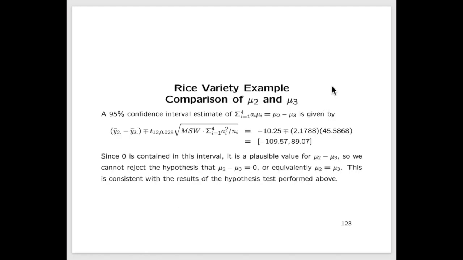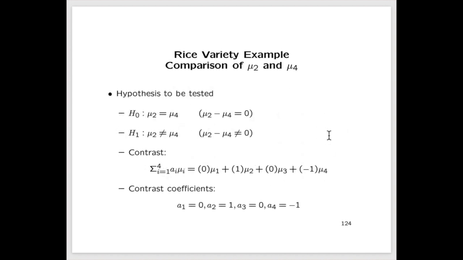Now, a 95% confidence interval estimate for mu2 minus mu3 ranges from negative 109.57 up to positive 89.07. So again, 0 is in this interval, and so we see that we would not be rejecting the null hypothesis that means 2 and 3 are the same.